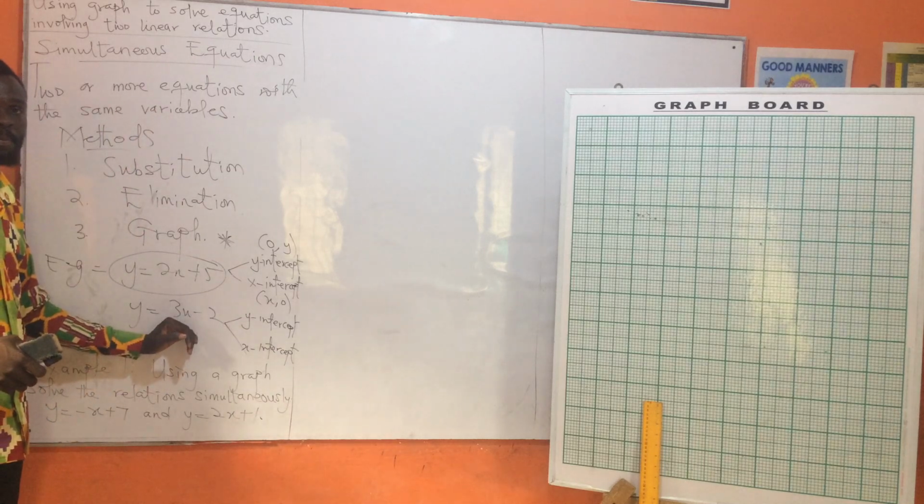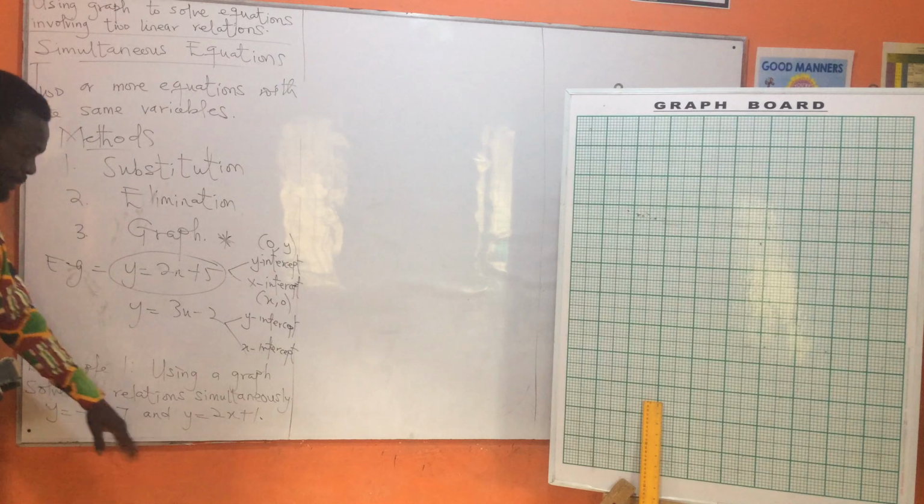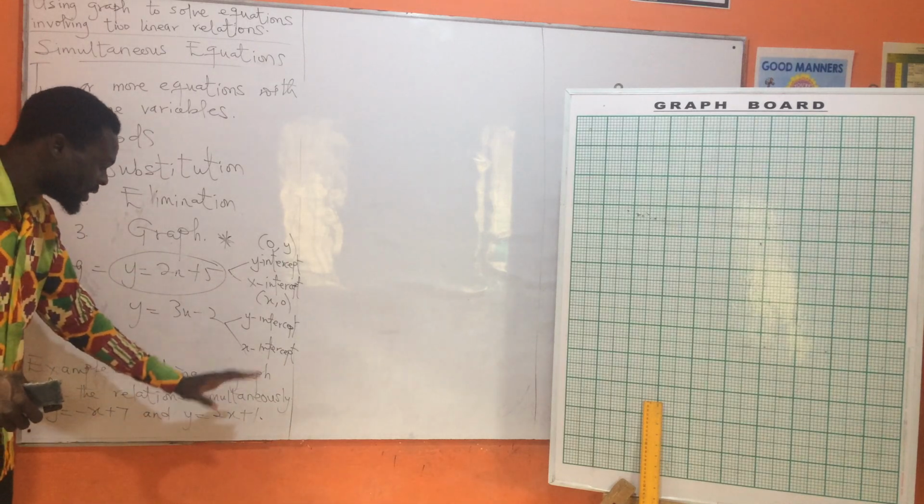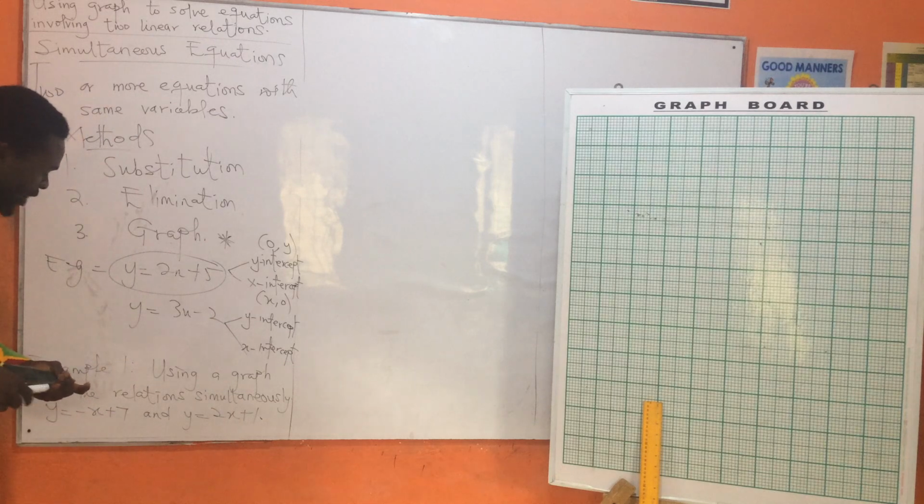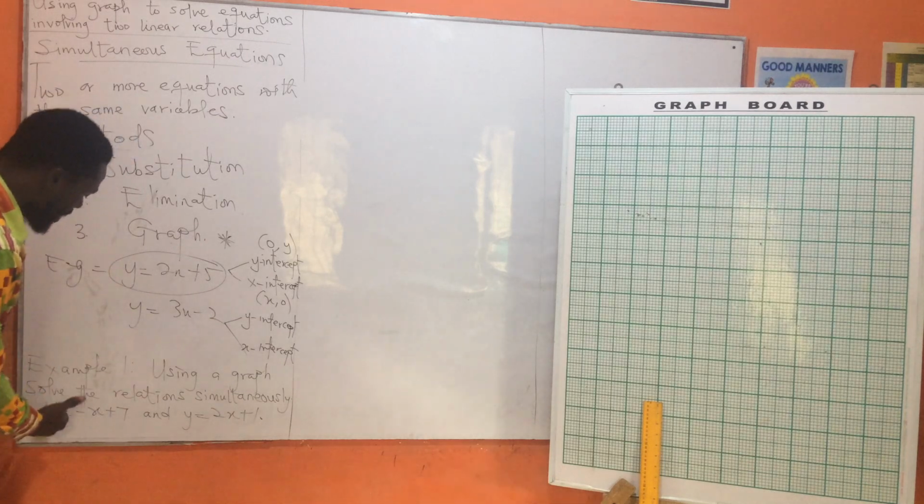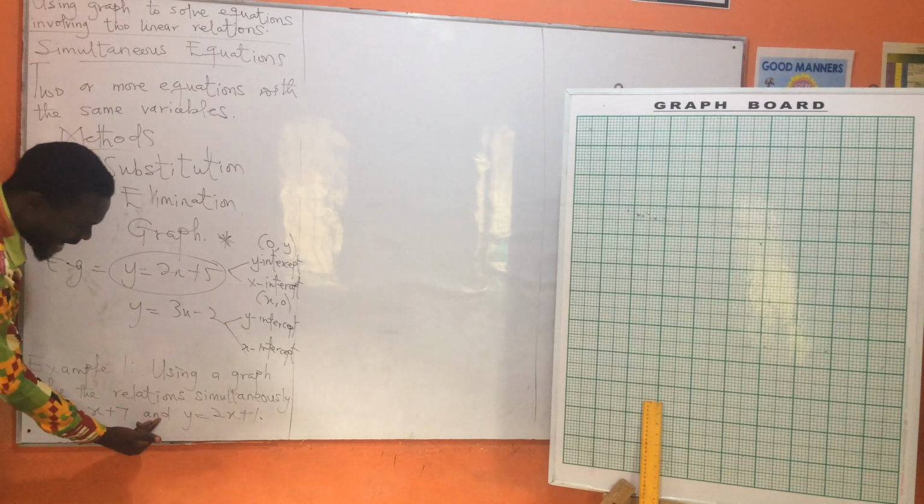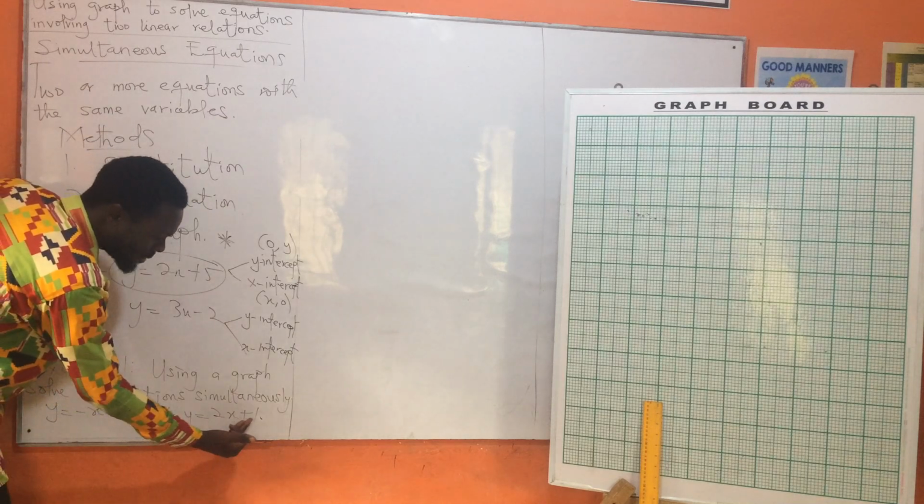which is the value for x and y for this relation. So we have been given an example: using a graph, solve the relations simultaneously. The equations we have been given are y is equal to minus x plus 7 and y is equal to 2x plus 1.